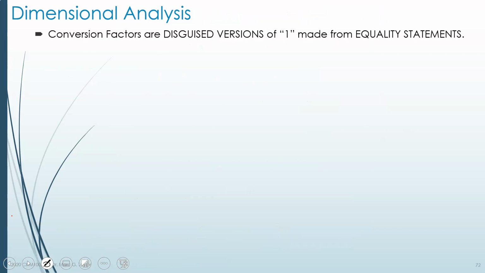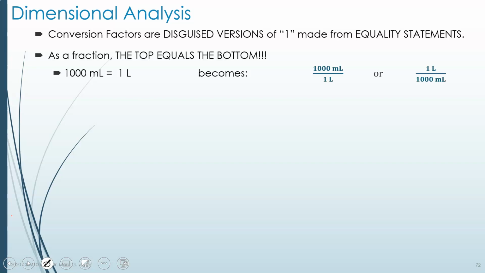So, as I already stated, conversion factors are disguised versions of 1. And that's because they're made from equality statements where you divide one side by the other. So the top always equals the bottom or is equivalent to the bottom in some way in your fraction. 1,000 milliliters, so now we're talking about volume, equals 1 liter. That becomes 1,000 milliliters over 1 liter, or 1 liter over 1,000 milliliters.